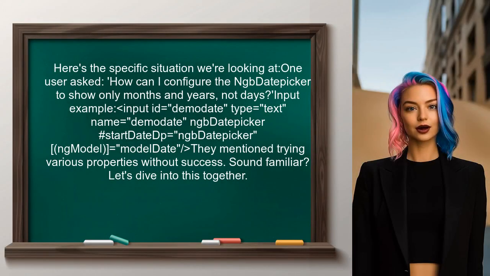Here's the specific situation we're looking at. One user asked, "How can I configure the NgbDatepicker to show only months and years, not days?" They provided an input example and mentioned trying various properties without success. Sound familiar? Let's dive into this together.